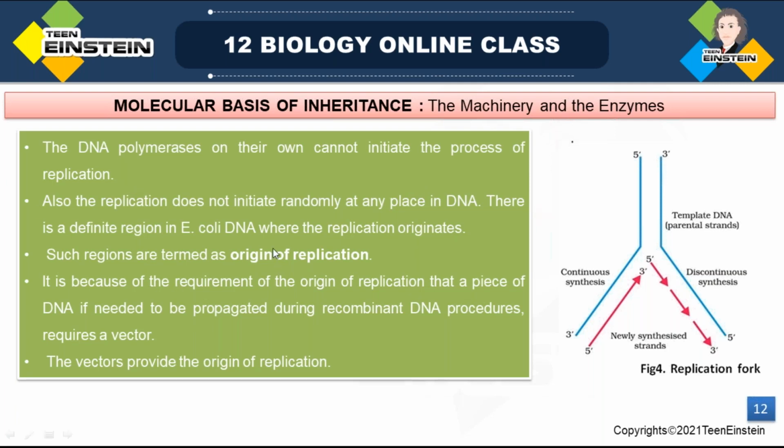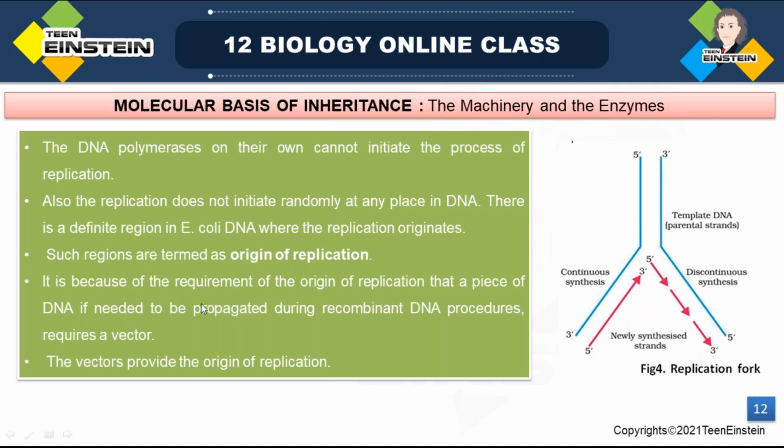Also, the replication does not initiate randomly at any place in DNA. There is a definite region in E. coli DNA where the replication originates. At any point it can't start the replication process, this being a long strand. That kind of region is called the origin of replication. So what is the origin of replication? The point where the replication starts is called the origin of replication.